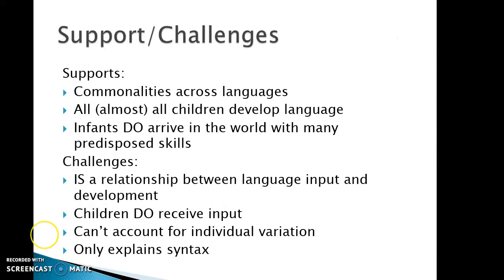Some support for the linguistic and nativist perspective is that we know there are a lot of commonalities across languages. So is there something that's really universal that children are already born with? Given how commonly children learn first words, two-word combinations, and subject-verb-object word order, that consistency from language to language makes it seem like it has less to do with what's happening in the environment and more to do with some things that children are born into the world with.